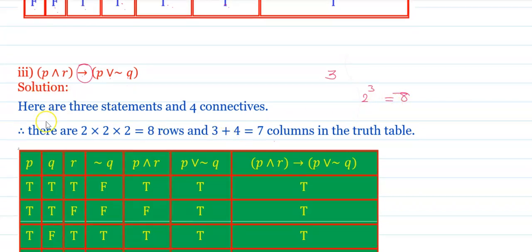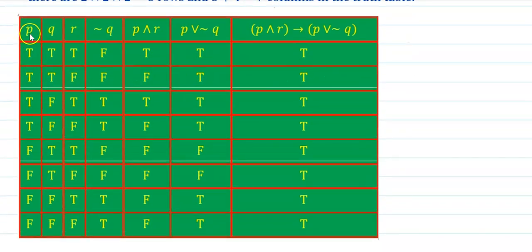Now first we write here P, Q, R. P means what? 4 times T and 4 times F. Q means what? T, T, F, F, T, T, F, F. R means what? T, F, T, F, T, F, T, F in this way. Negation of Q: negation of T is F, negation of T is F, negation of F is T, negation of F is T, negation of T is F, negation of T is F, negation of F is T, and negation of F is T.